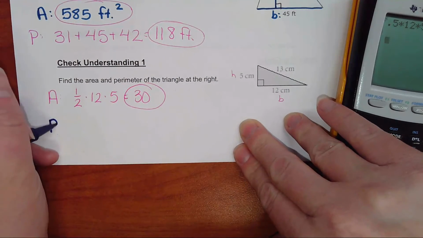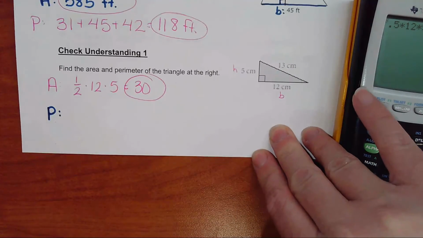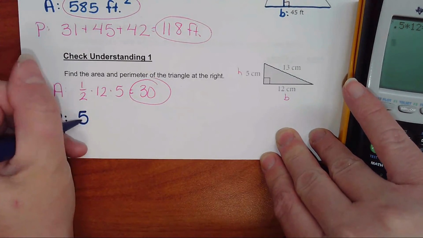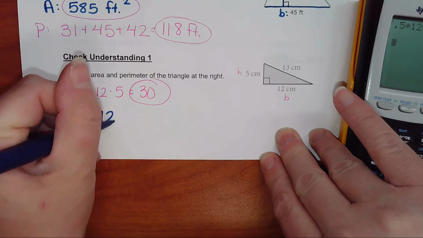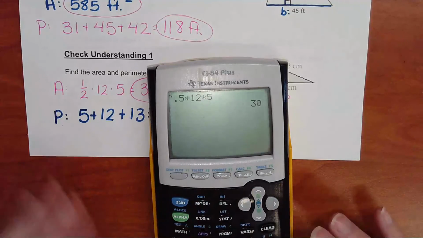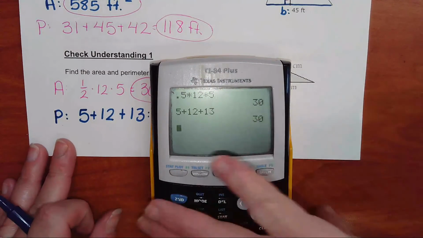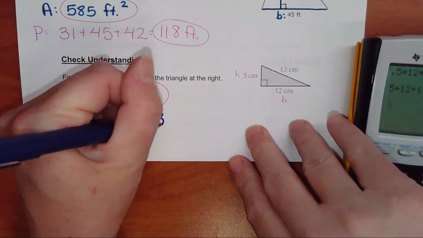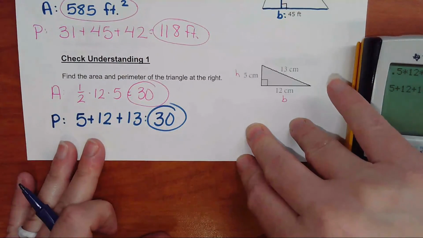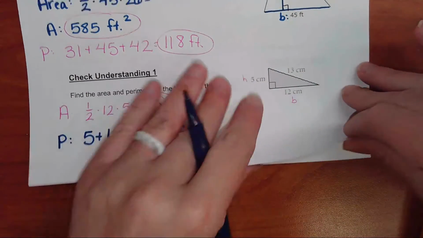And then for perimeter, we add all of the outside lengths. Well, all of these actually are outside lengths. So we do 5 plus 12 plus 13. And again, we get 30. It's kind of convenient there for you. So there's your area and your perimeter of a triangle.